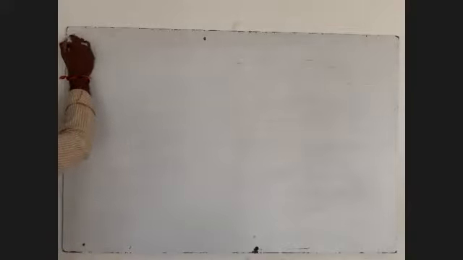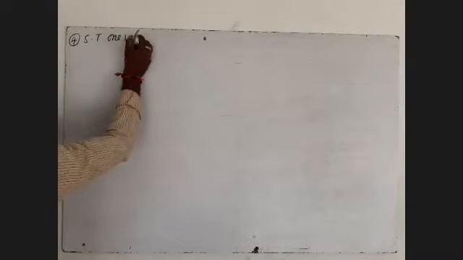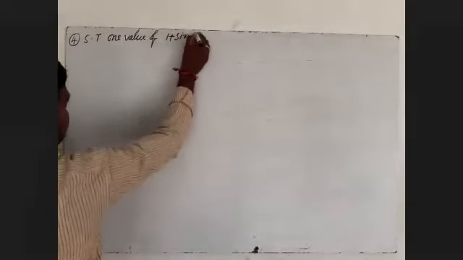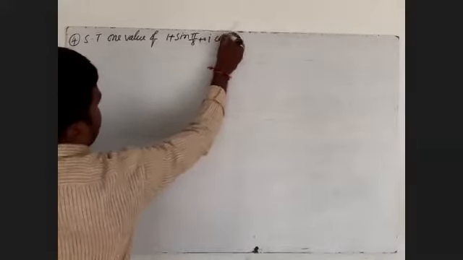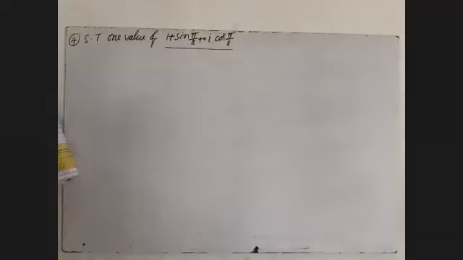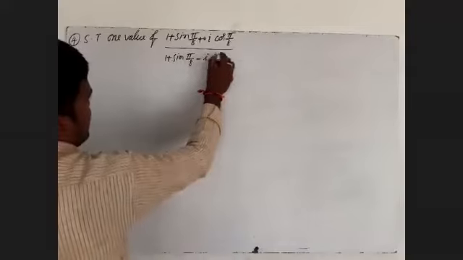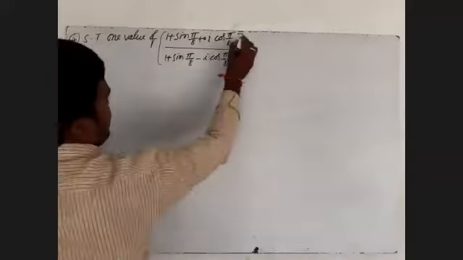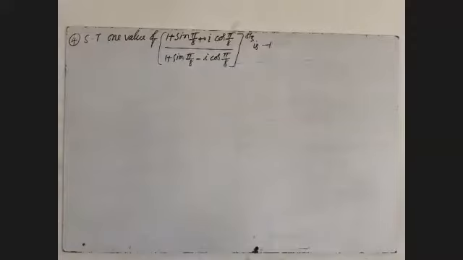Next is the most important problem for 7 marks, that is: show that one value of ((1 + sin π/8 + i cos π/8) / (1 + sin π/8 − i cos π/8))^(8/3) is −1.